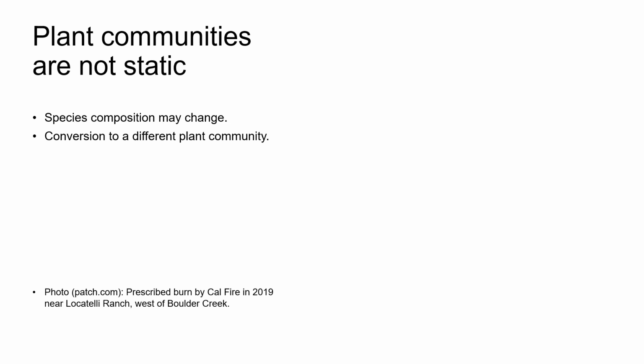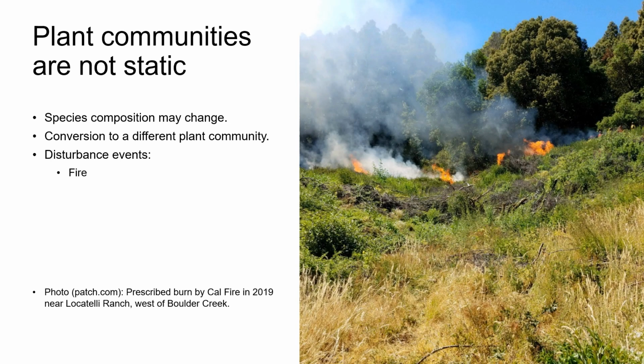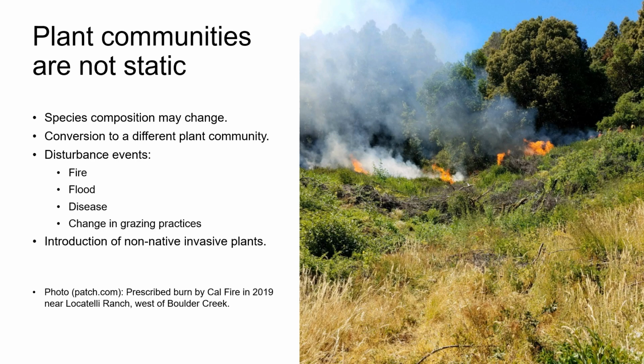Changes are often caused by a disturbance event, such as fire, flood, disease such as sudden oak death, or a change in grazing practices. Since the 17th century, species composition changes have also resulted from introduced non-native plants escaping cultivation and becoming naturalized. For example, the valley grassland plant community is now dominated by non-native annual grasses in genera such as Avena, Bromus, and Hordeum.